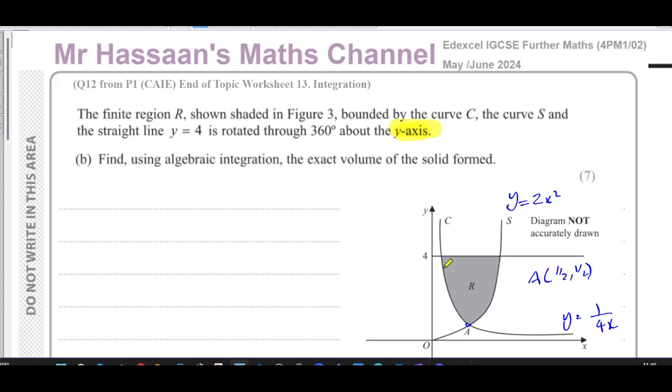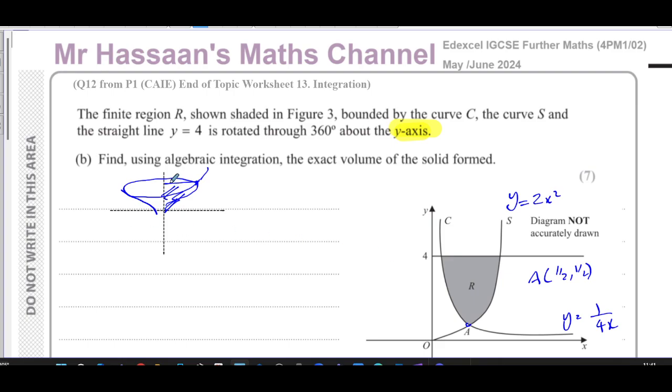And what is it going to form? It's going to form what's called a volume of revolution, a solid of revolution. And we need to find the volume of that solid that is formed. So when you have an object which is rotated around the axis, in this case the y-axis, you have a shaded region, and you rotate this around the axis. Basically, it's going to come out of the page and go back into it again. So it's going to be making some sort of a three-dimensional solid shape.